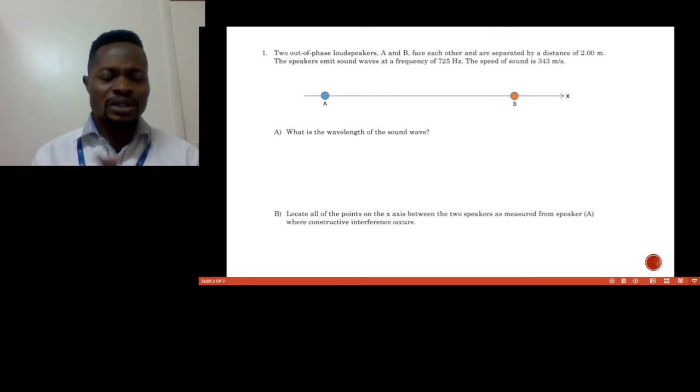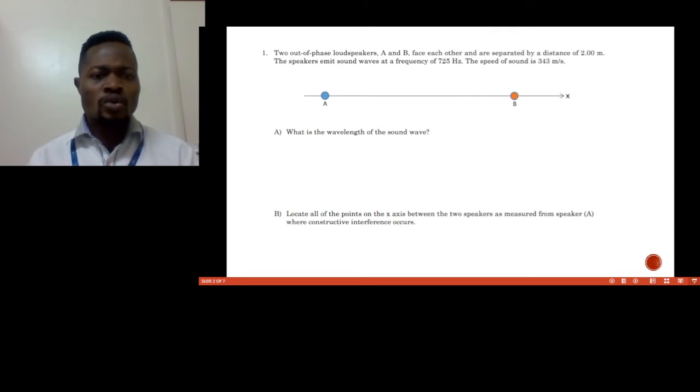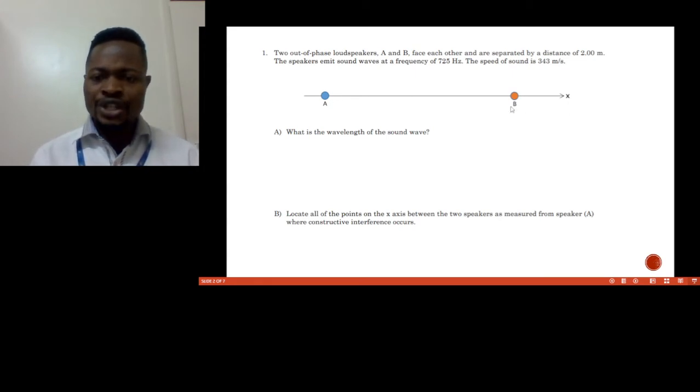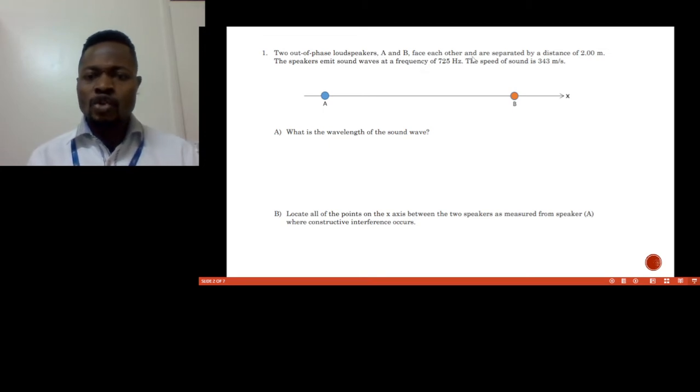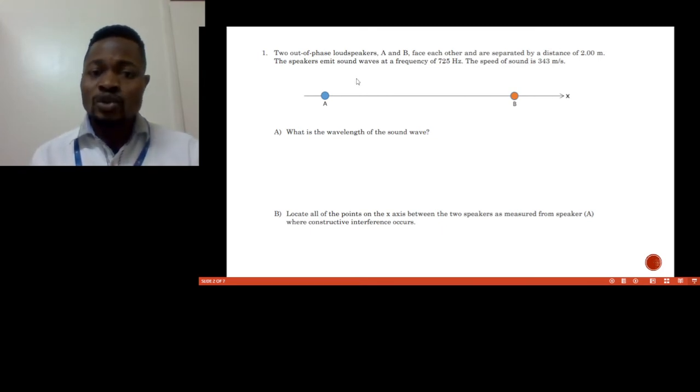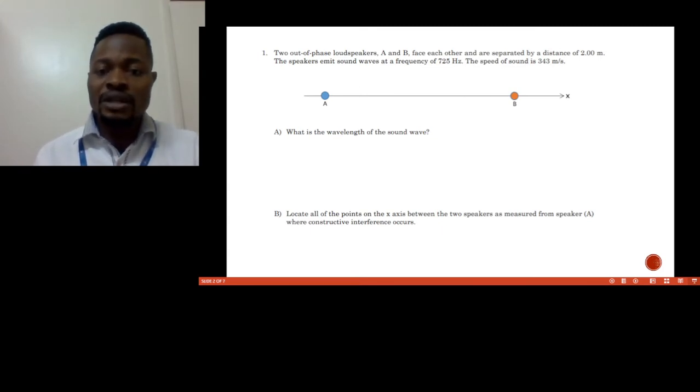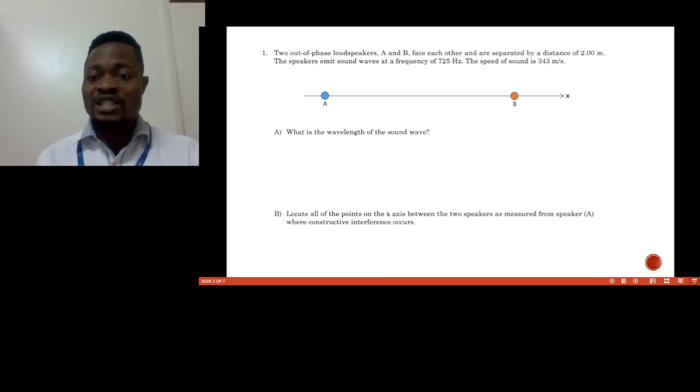Now we have a question here. Two out-of-phase loudspeakers A and B. If you look at the diagram, A and B are out of phase. A and B face each other and are separated by a distance of 2 meters. The speakers emit sound waves at a frequency of 725 Hz. The speed of sound is given as 343 meters per second.